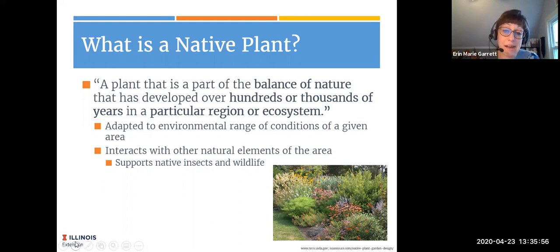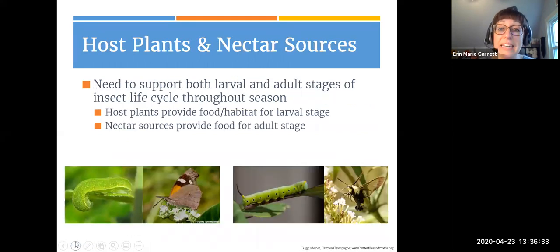So you can go back to a specific time and you can change the scale of the region that you say a plant is native to, okay? But in general, if we take Illinois as a state, we say that plants are adapted to an environmental range of conditions. So we have many, many native prairie plants, because Illinois is known as the prairie state, that are from this area and that would be great additions to your native plant garden. Okay, and those native plants are going to interact with the other elements of the environment and support those native insects and native wildlife.